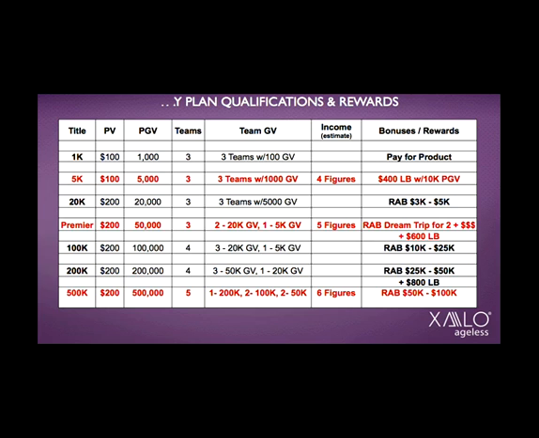I have 20,000 in total volume on my team. I'm doing 200 points personally at this point. Again, I still have 3 teams, and those teams are each doing 5,000 points. And now I get a rank advancement bonus. So in the 20K position on, every time we hit a different rank, in addition to our monthly residual checks, in addition to our weekly checks on our customers and new distributor orders, I get a rank advancement bonus, $3,000 to $5,000. Now, why the range?